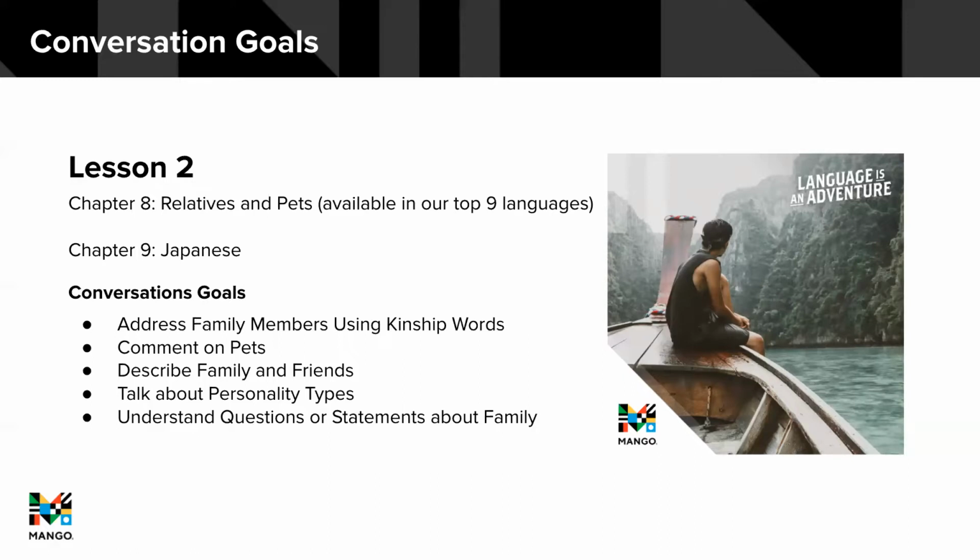However, this chapter is only available in our top 9 languages, which are Spanish, French, German, Italian, Chinese Mandarin, Portuguese Brazilian, Russian, and Arabic Levantine. And it's also available in Japanese under Chapter 9. So some of the things that you're going to learn in the Relatives and Pets chapter are things like, address family members and using kinship words, comment on pets, describe family and friends, talk about personality types, and understand questions or statements about family.